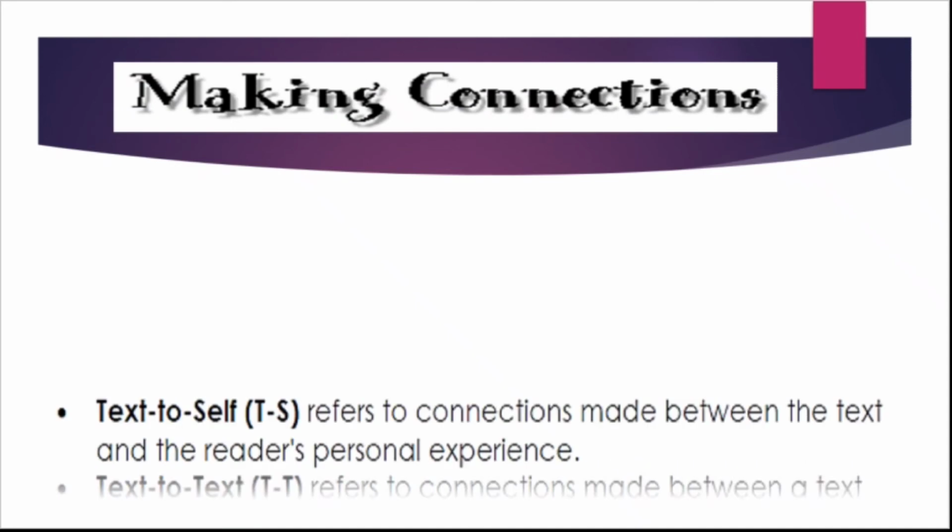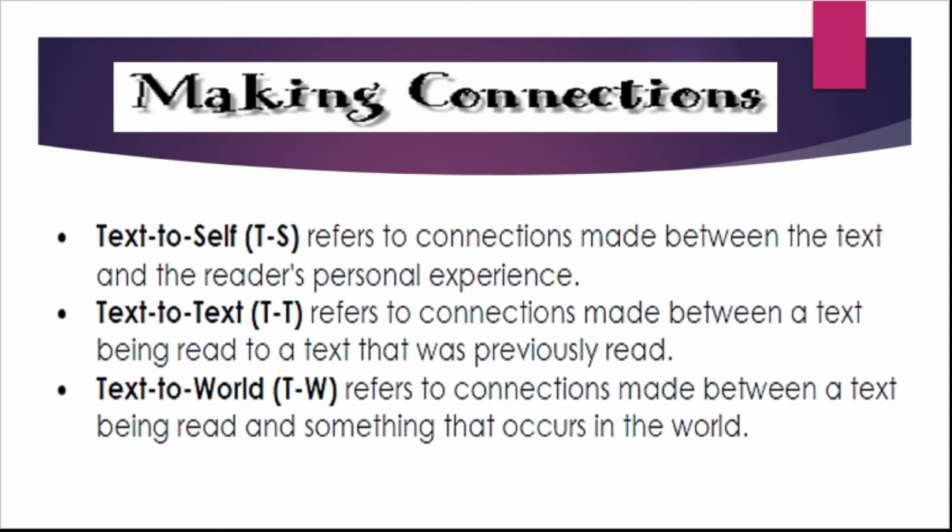And to sum it up, again, these are the ways on how to make connections. Text to self. It refers to connections made between the text and the reader's personal experience. Text to text. It refers to connections made between a text being read and a text that was previously read. And text to world, which refers to connections made between a text being read and something that occurs in the world.